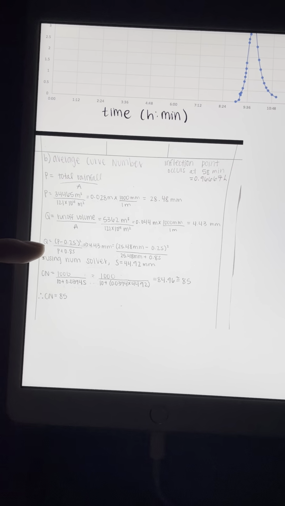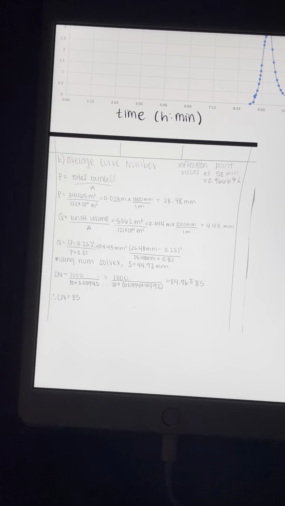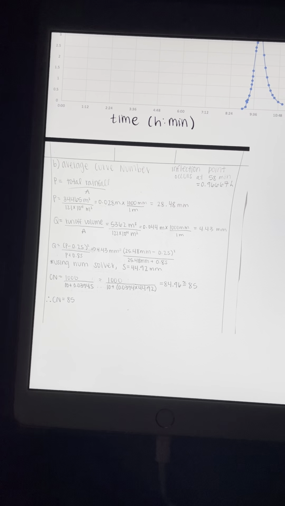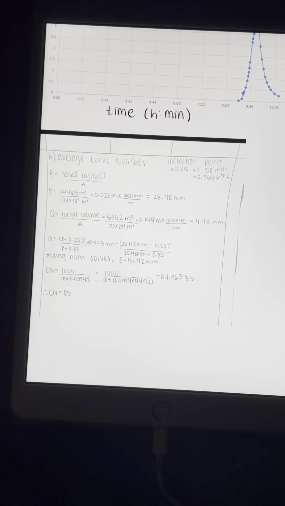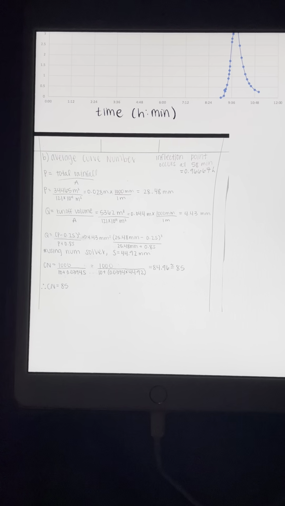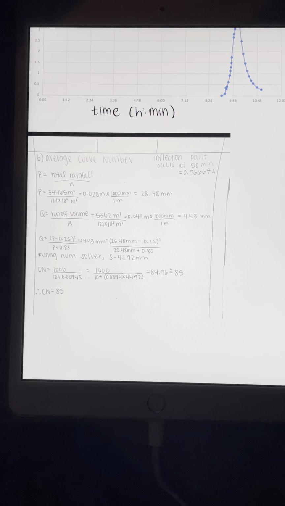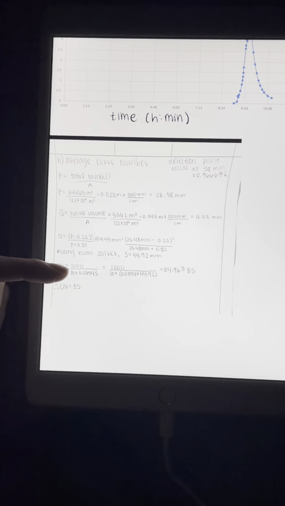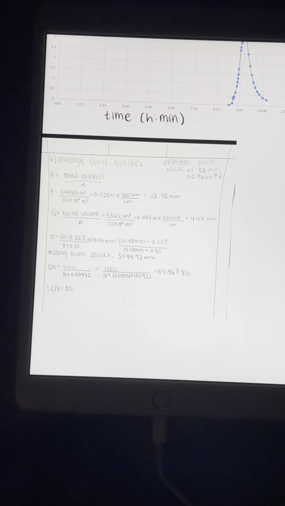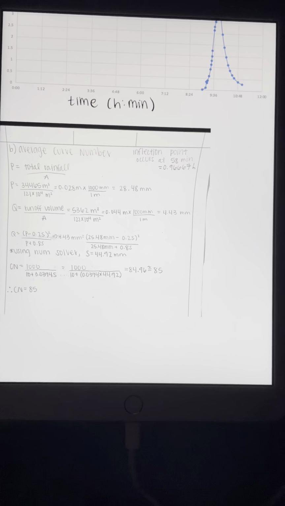And then you'll plug it into this equation. Q is equal to (P minus 0.2S) squared divided by (P plus 0.8S). And if you plug into the calculator using number solver, you'll get S is equal to 44.92 millimeters. And then you'll plug S into this curve number equation, and then you'll get a curve number of about 85.